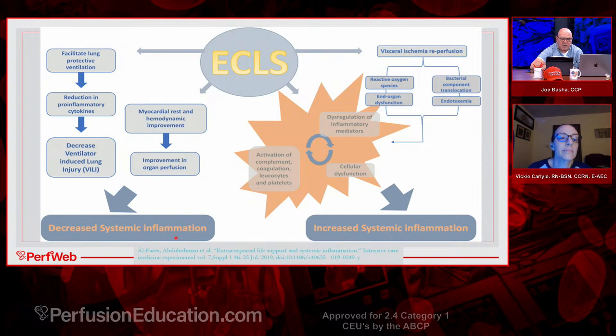On the other hand, ECLS on its own can result in visceral ischemia and reperfusion injury, which results in reactive oxygen species. We've all heard of that, and which results in end organ dysfunction, bacterial component translocation, which ends up resulting in endotoxemia. And these things left unchecked result in cell dysfunction, activation of complement, coagulation, leukocytes and platelets, dysregulation of the inflammatory mediators, which just start to pile up and cause all kinds of other issues we're going to get into a little more deeply. And this cycle perpetuates and it gets worse and worse, and it results in an increase in systemic inflammation.